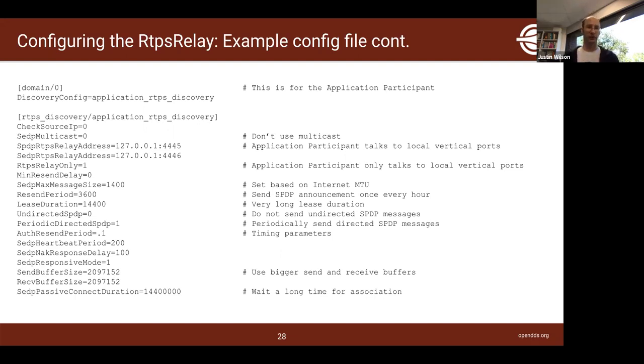Resending SPDP from the application participant is interesting. So typically a participant has a periodic timer where it resends its SPDP message. In an RTPS relay instance, it could be associated with thousands or tens of thousands of client participants. And it doesn't really make sense to periodically send 10,000 messages out. So the application participant is going to typically be configured with undirected SPDP zero, meaning it's always going to send a directed SPDP message, and we're going to make that periodic. So instead of sending them all on some interval, we take that interval and we split it up and we send a few throughout time so that periodically we get to everybody, but we don't necessarily do them all at once. And then the final configuration parameters here are tuning the way SEDP works and buffer sizes and so on.